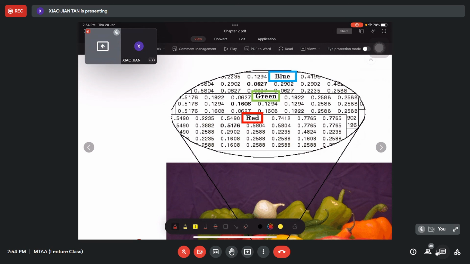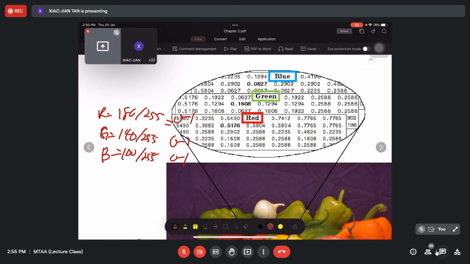Let's say red is 180, green is 140, blue is 100. Basically you divide each by 255, so you will get a value within 0 to 1. This is so-called normalization.